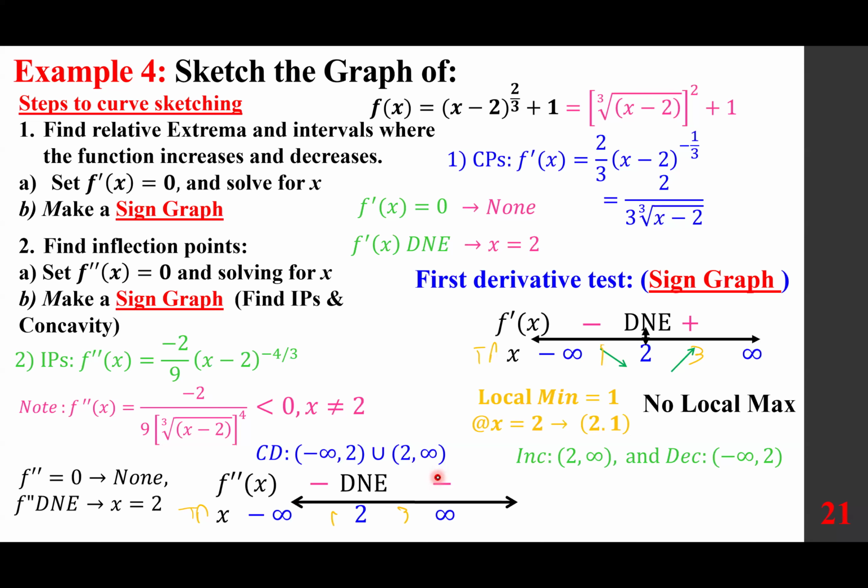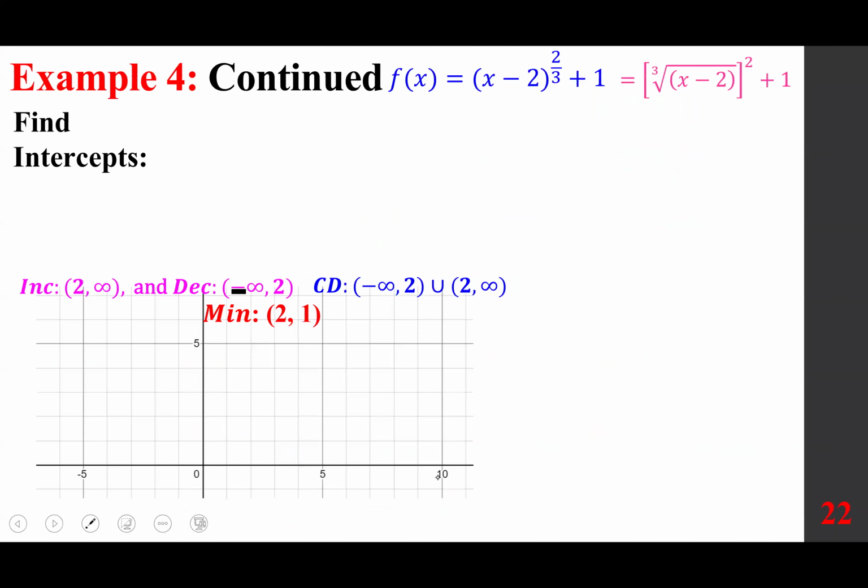Now I want to put all of this information together and graph it. And notice I haven't discussed the intercepts yet, and I'm going to discuss them now. So first and foremost, I'm going to write the function in both formats. I'm going to write where the function is increasing, decreasing, concave down. The minimum value, we want to find the intercepts.